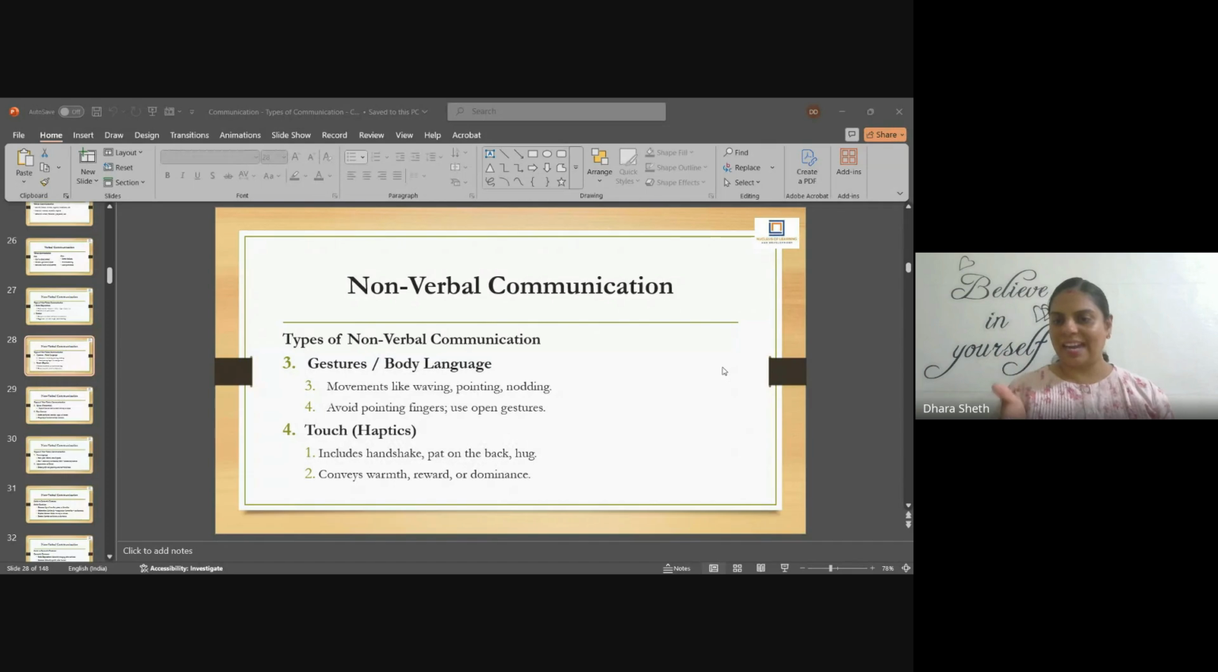Touch, haptics: handshake, pat on the back, a hug. It conveys warmth, reward, and dominance. But one thing to remember is to keep in mind cultural considerations when it comes to haptics. In Asian cultures, gender is one important thing that you need to consider. Gender, relations, elderly, age, these are the things that you need to consider. Western culture is a bit more free. And again, I'm just explaining the difference between the two. I'm not saying what is right, what is wrong.